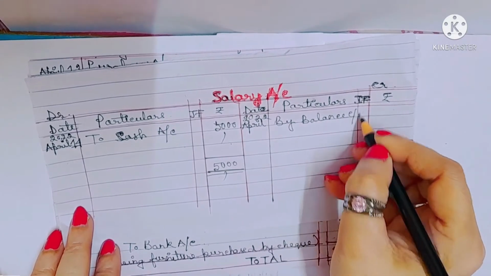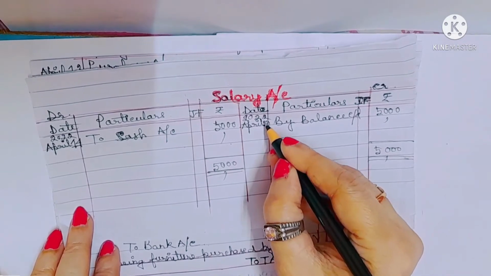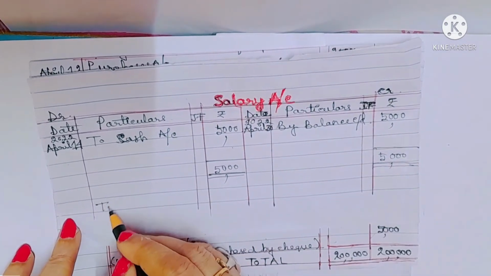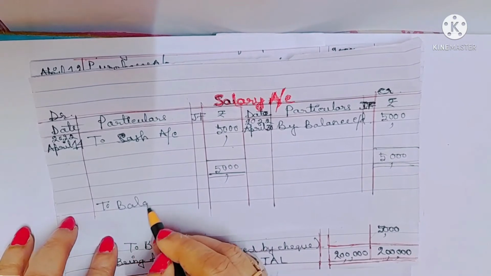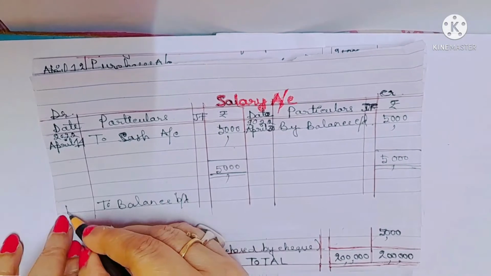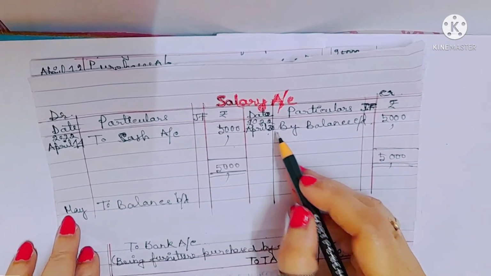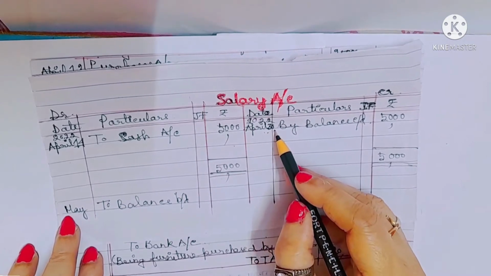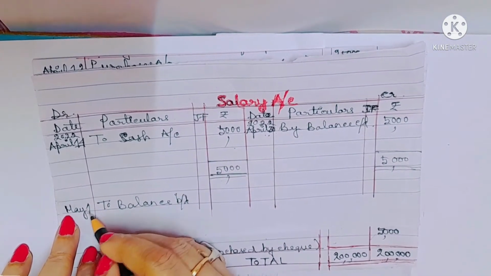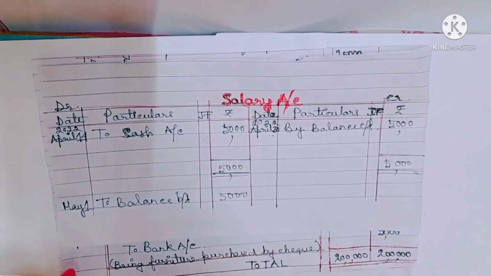By balance CD, 5,000 minus 0, obviously 5,000. What is the date? Last day of April, 30th April, and this will come here on the debit side, to balance BD. It is always one day later. So 30th April makes this 1st May. If this were 31st May, for example, it would be 1st June. Understood? May 1st, how much? 5,000. So salary account is also complete.